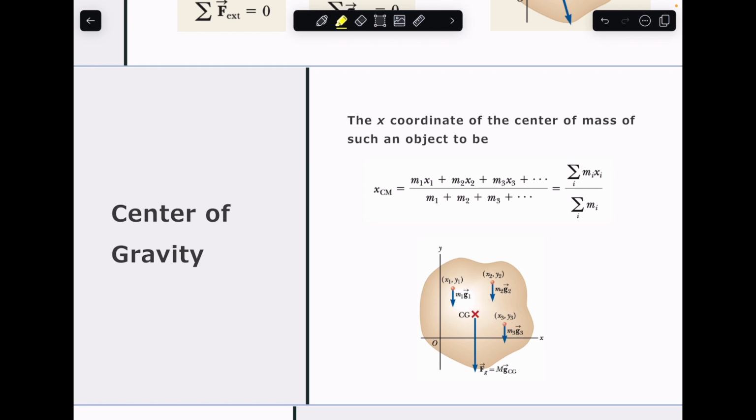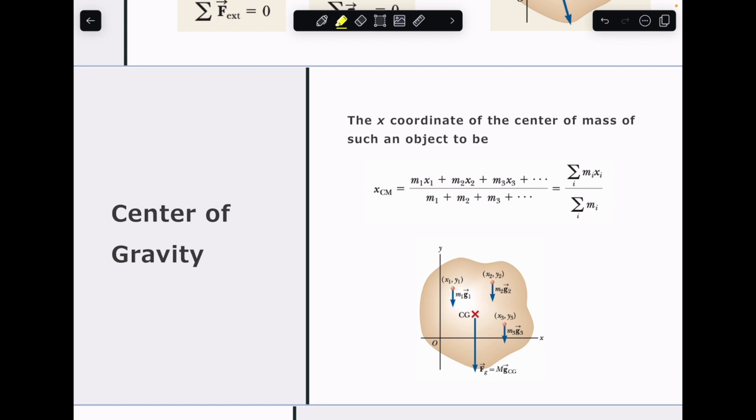In short, the x component of the center of mass would be the summation of m sub i multiplied with x sub i, where i starts at 1, and then divided by the summation of m sub i.